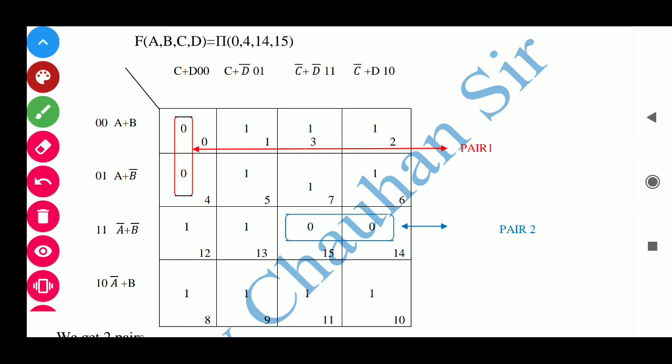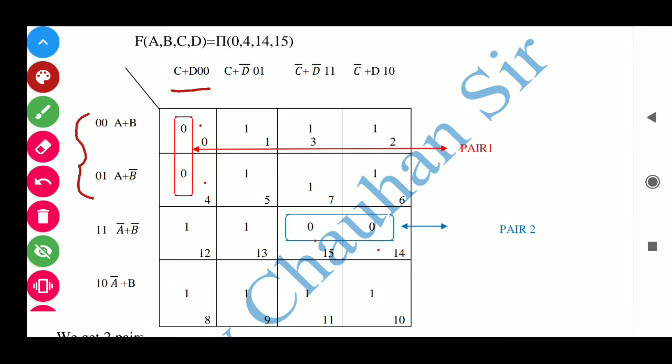You can see you have to write 0 here, then 4 here, then 14 here, then 15 here. You can see we can make only pairs here. The first pair is the red one and the second pair is the blue one. The first pair is covering the first 2 rows and 1 column. So here A is not changing its state, and we have to write C plus D.